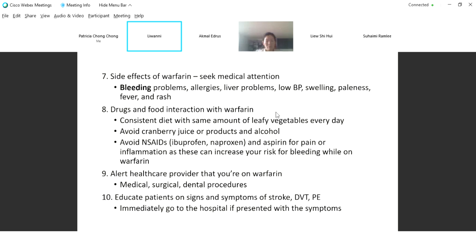And next one is that we have to tell the patient whenever they go for any surgical or dental procedures, they have to tell the doctor or dentist in charge that they are on warfarin. And lastly, we have to educate patients on signs and symptoms of stroke, deep vein thrombosis, and also pulmonary embolism, and they have to immediately go and seek medical attention if the symptoms appear. Okay, next.